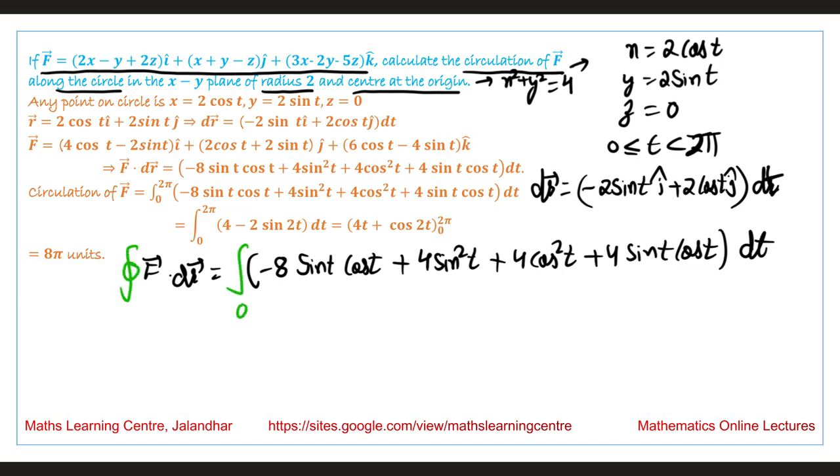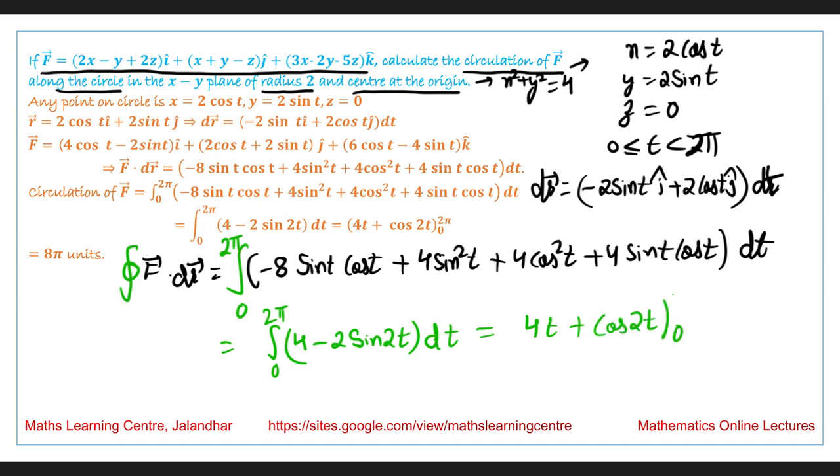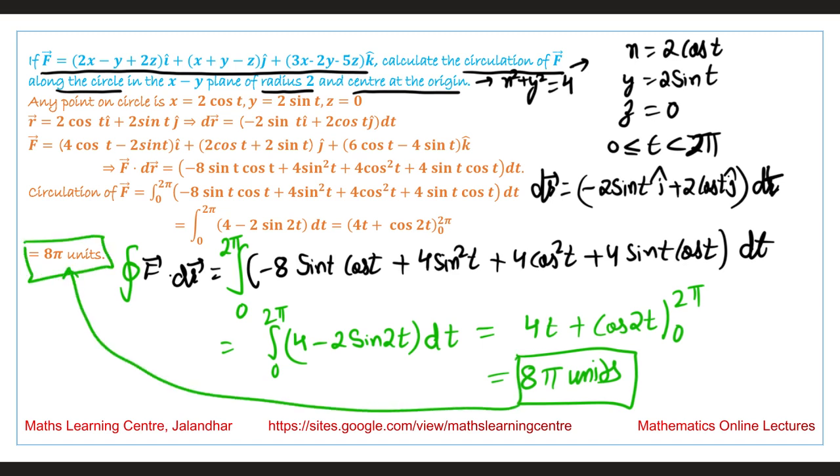The value of t is varying from 0 to 2 pi, and if we integrate this value, we are getting 0 to 2 pi 4 minus 2 sin 2t into dt. This is equal to 4t plus cos 2t. Limit we have is 0 to 2 pi. So the answer we obtain is 8 pi units. So this is the circulation of this f vector along the circle of radius 2 in the xy plane.